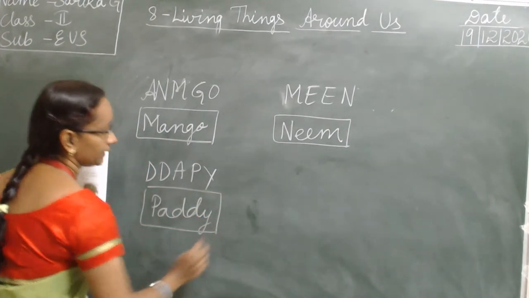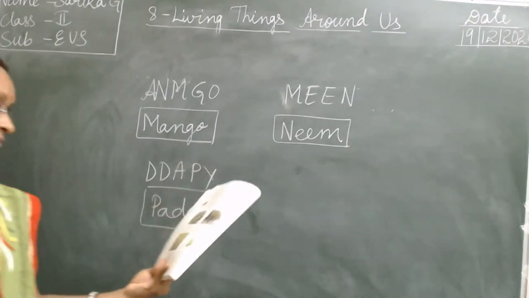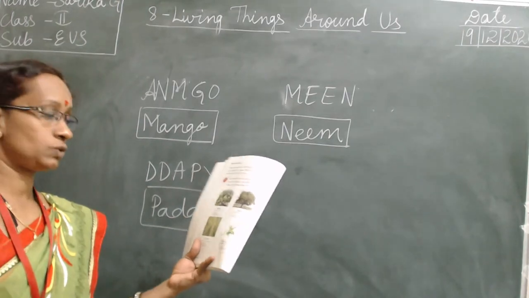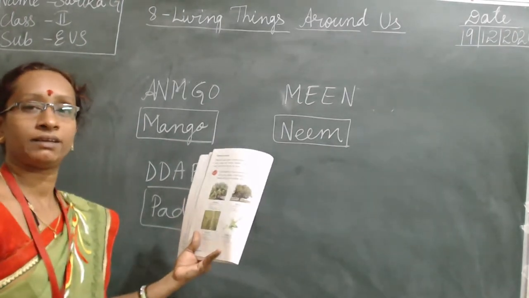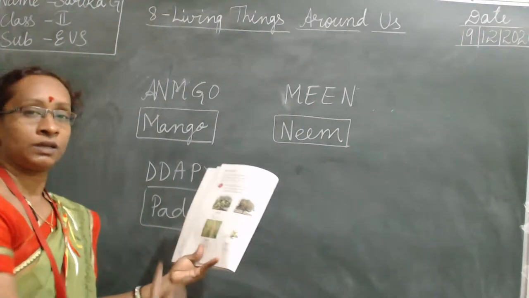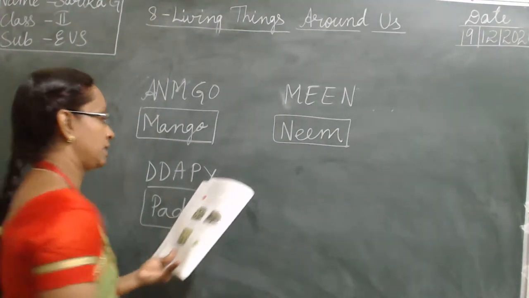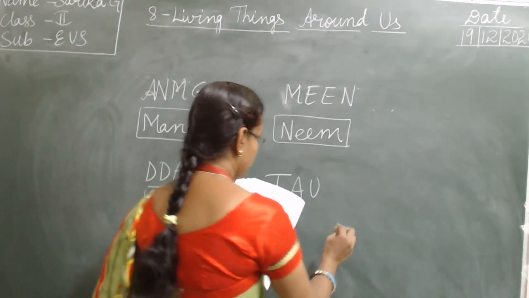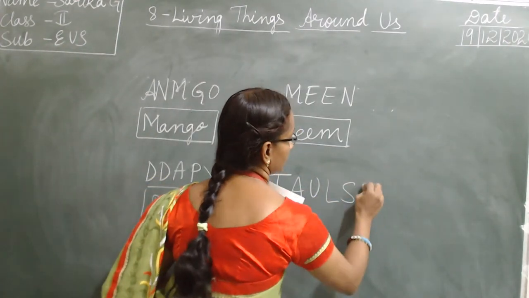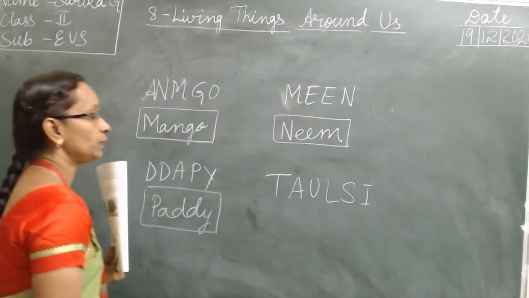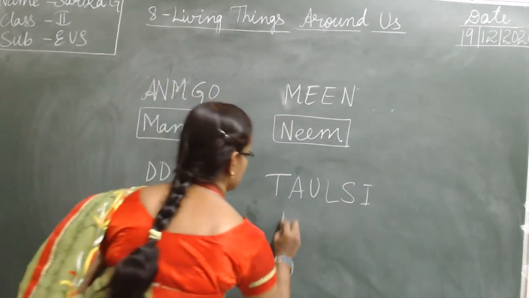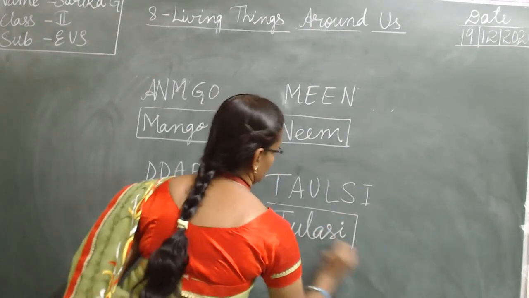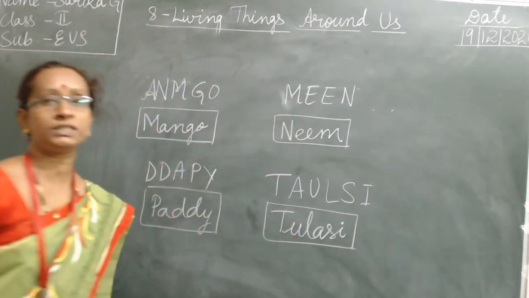This is paddy. Last one. This plant is in everyone's home. T-A-U-L-S-I. Yes, Tulsi. Which plant is this one? Tulsi.